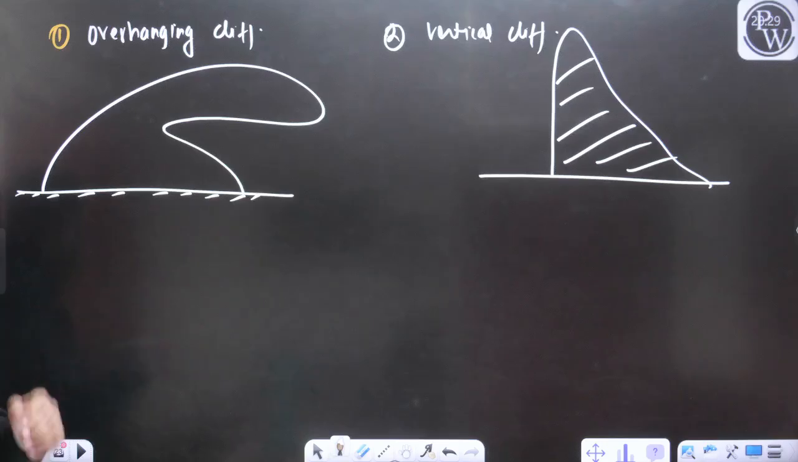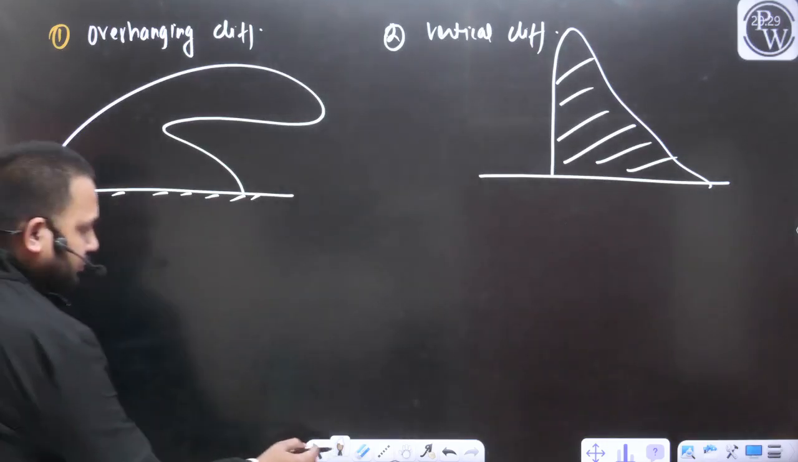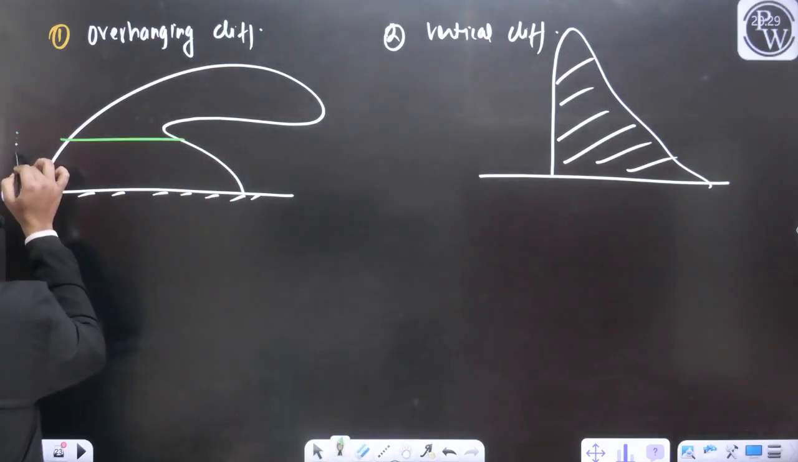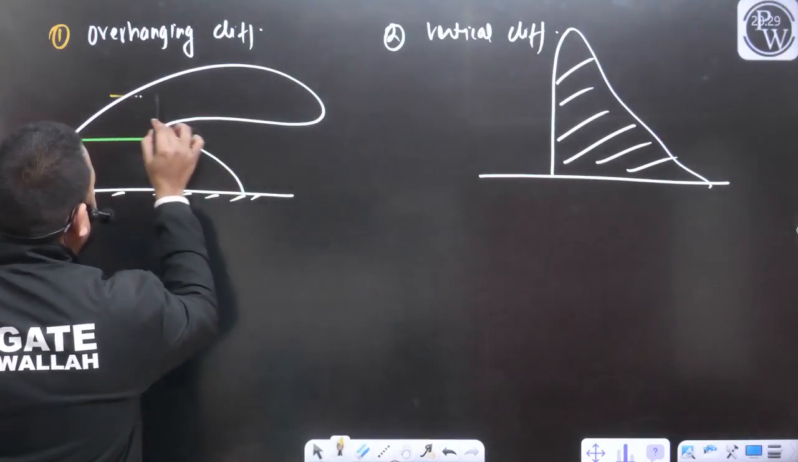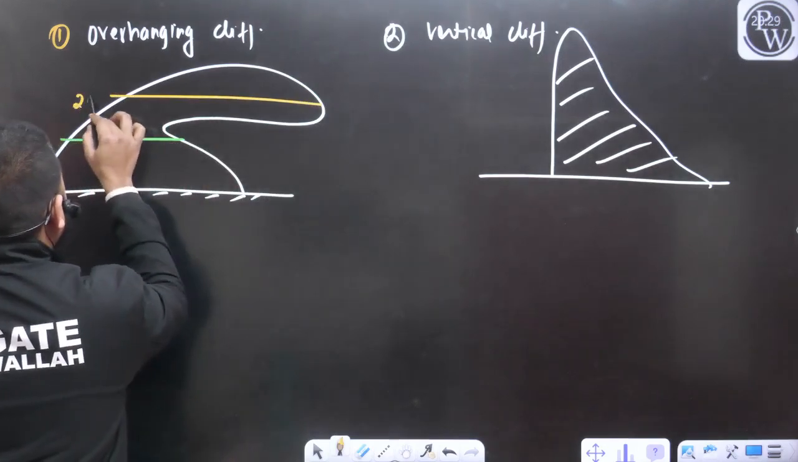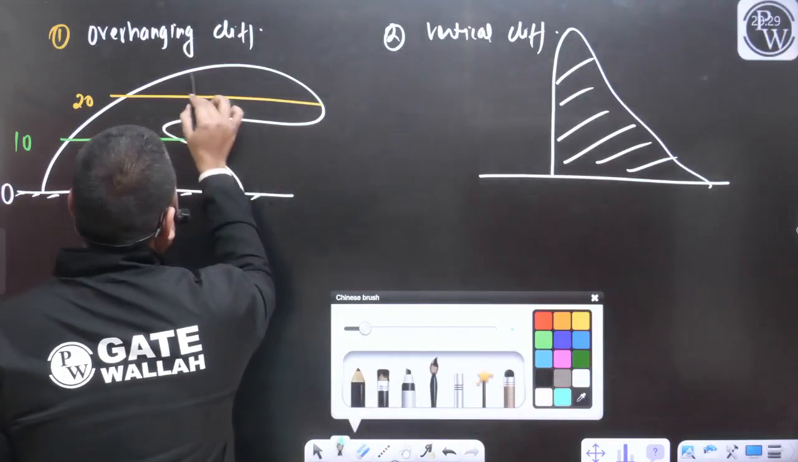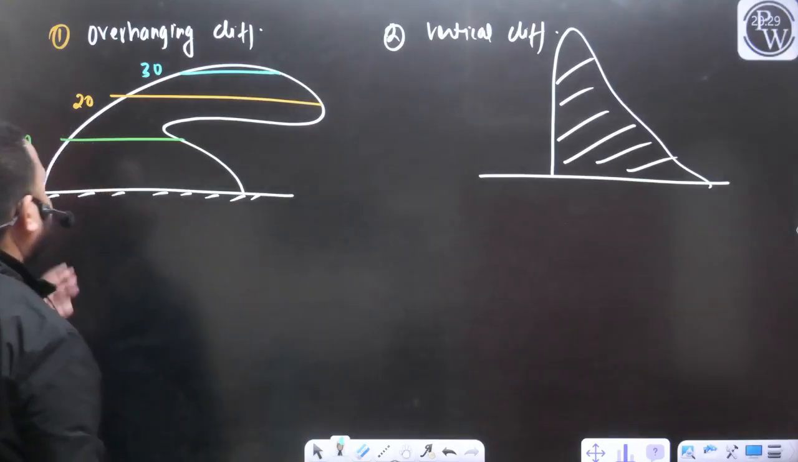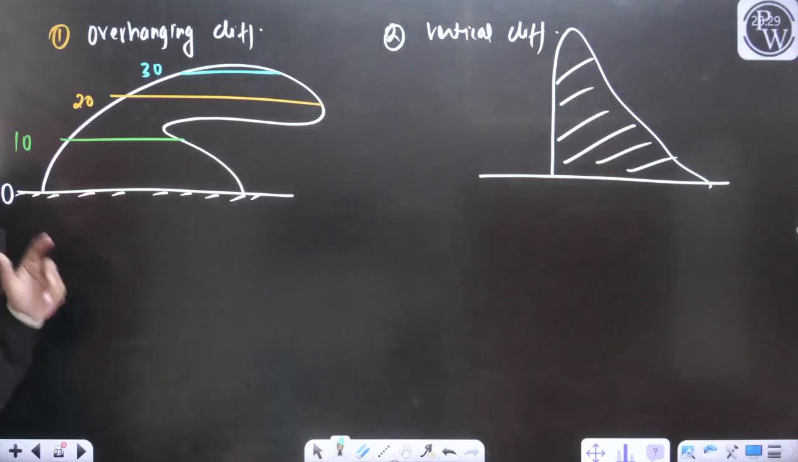Can you draw the contour map for both the features? Let's say this I am considering as 0, this as a 10-meter elevation, this as a 20-meter elevation, and this as a 30-meter elevation. Any problem to anyone? What will be the contour interval? The contour interval is going to be 10.